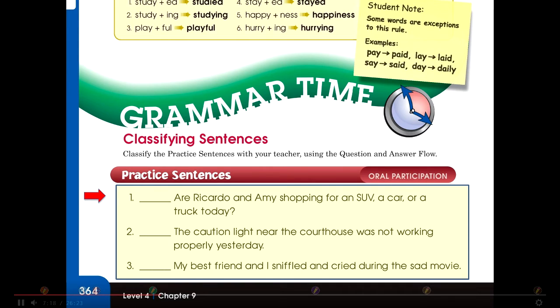Sentence 1. Are Ricardo and Amy shopping for an SUV, a car, or a truck today? Sentence 2. The caution light near the courthouse was not working properly yesterday. Sentence 3. My best friend and I sniffled and cried during the sad movie.